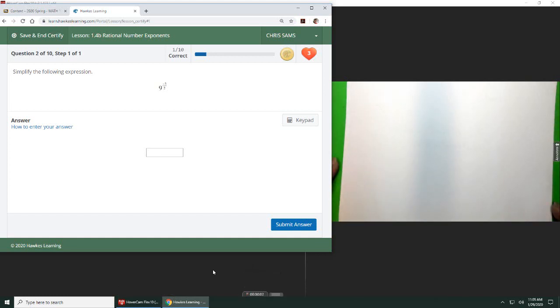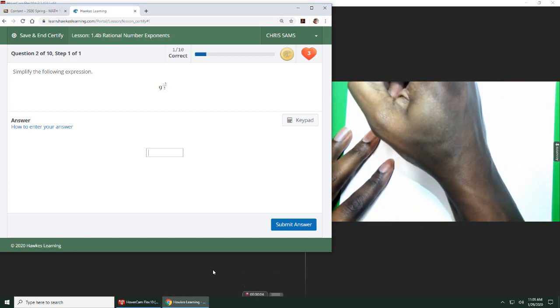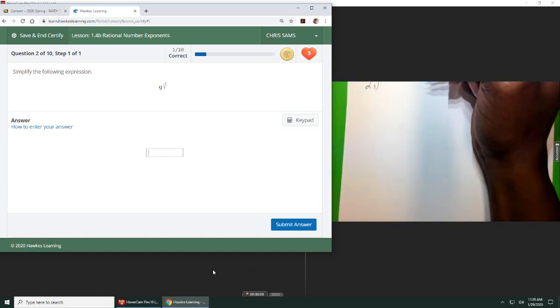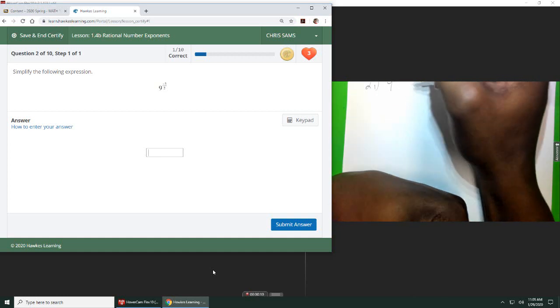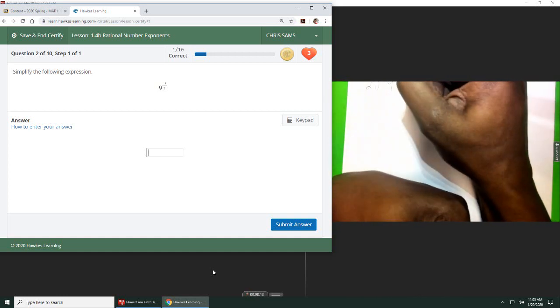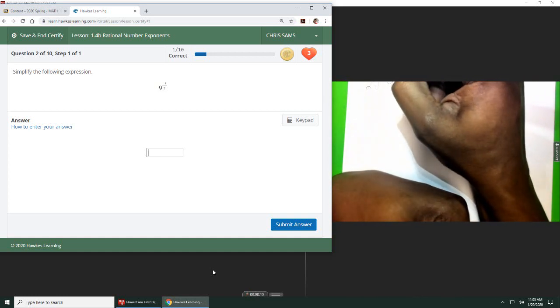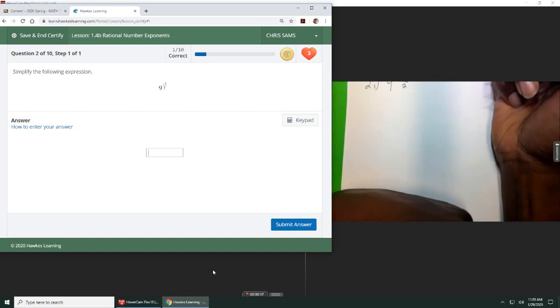Question number 2, still in section 1.4. We have a numerical expression with a rational exponent. We're given 9 raised to the negative 3 over 2 power.